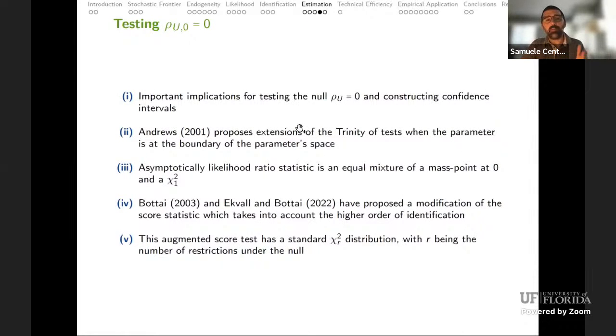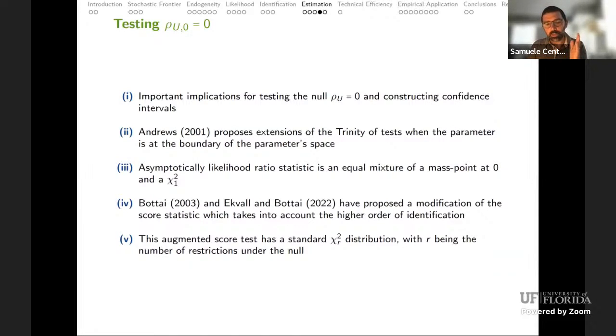So that's exactly what I said. If you want to test, there are tools out there. We are not inventing anything here. We're just trying to use results that are already available in some sense. So if you use the results by Andrews, he proposed a set of modifications of the trinity of tests when the parameter is at the boundary. The point is that in this case, the parameter is still first order identified. It means that at the boundary, the score is not identically equal to 0.